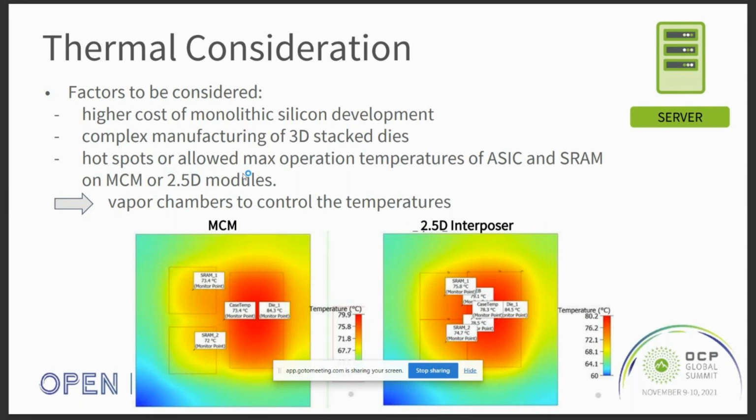So the next one is the hotspot or allowed max operation temperature of ASIC and SRAM on MCM or 2.5D modules. The temperature distribution is one of the concerns we need to pay attention to. So for this reason, we decided to design a vapor chamber to control the temperature distribution. If you look at the bottom two images, you will see that on the ASIC die, the right side shows the red color, which means the junction temperature is higher.